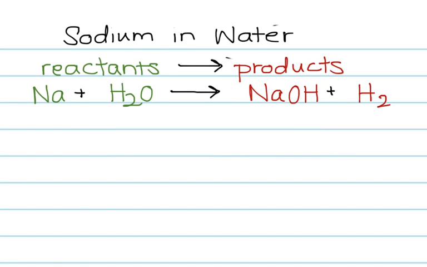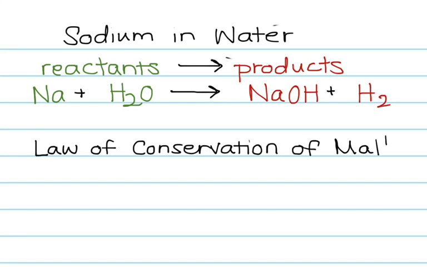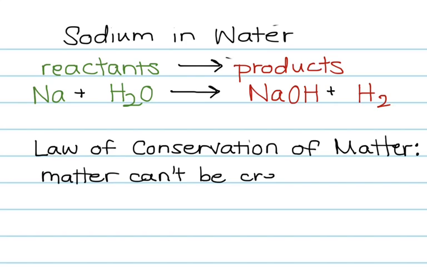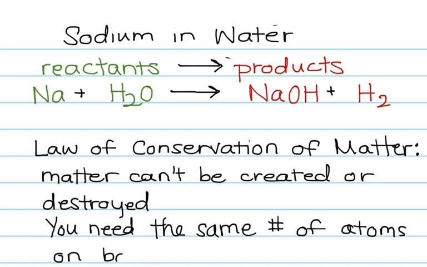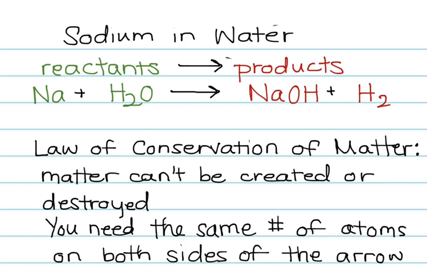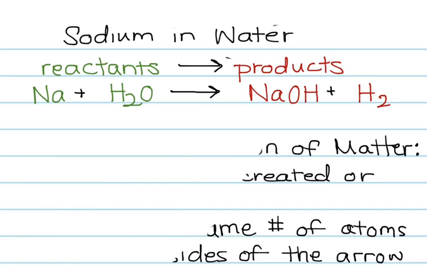So one thing we have to look at and consider is the law of conservation of mass, or of matter. What this law says is that matter can't be created or destroyed. And how this applies to chemistry, that means you need the same number of atoms on each side. So we need the same number of sodium atoms on the left side as we do on the right side, the same number of hydrogen atoms on the left side as we have on the right side, the same number of oxygen atoms on the left side and the right side. Now let's see if we've got that right now.